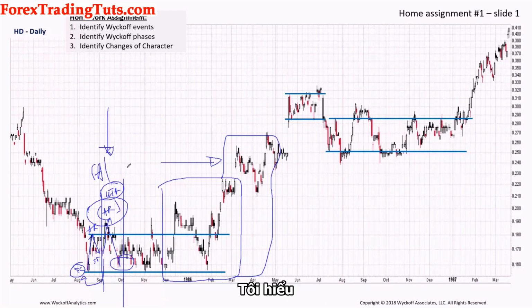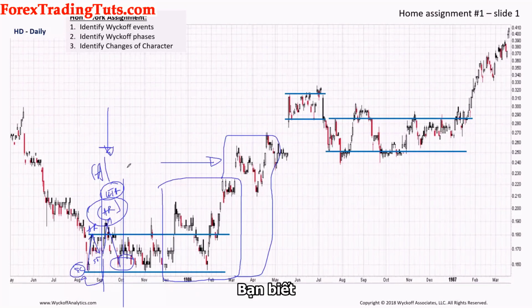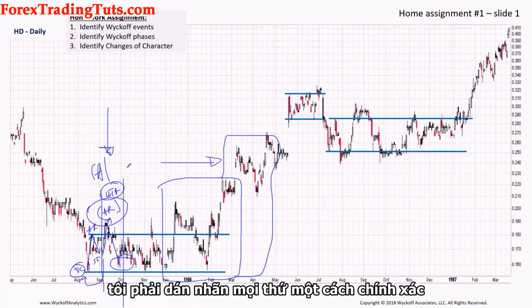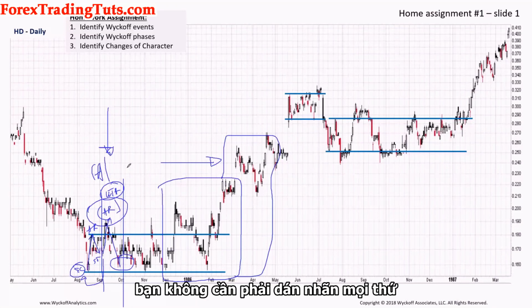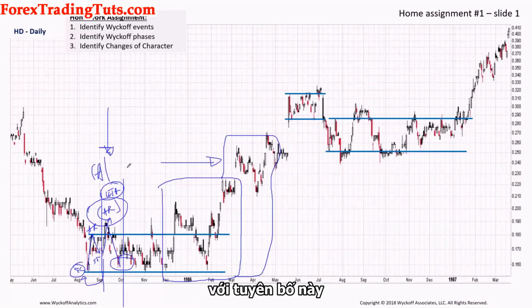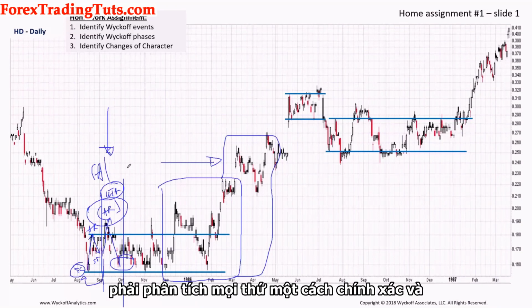I see a lot of this mental resistance: I have to label everything correctly. You have to trade everything correctly. You don't have to label everything correctly. I'm going to go even further with this statement. You have to trade correctly. You don't have to analyze everything correctly.